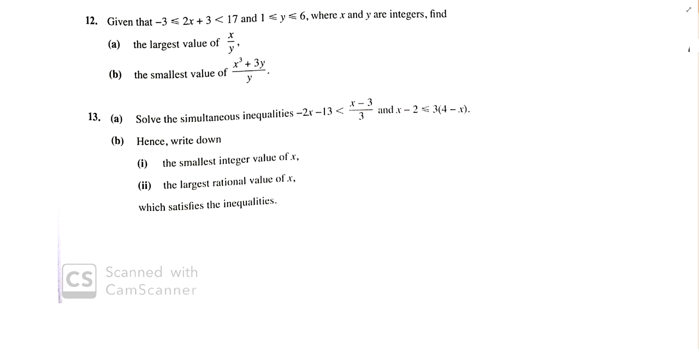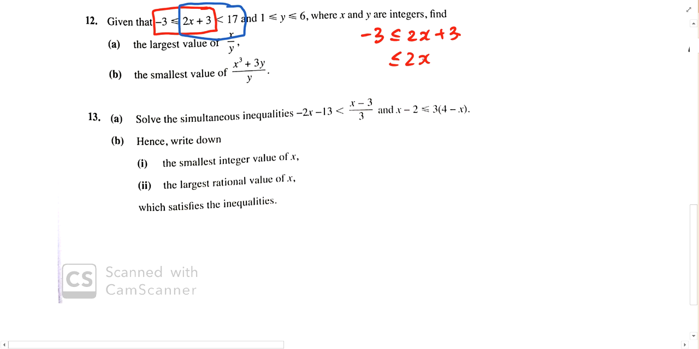Next, question 12. Let's find the range for x first. So, separating them in red color, -3 less than or equal to 2x plus 3. Subtract 3 on both sides. Divide by 2 on both sides. Now x is greater than or equal to -3.